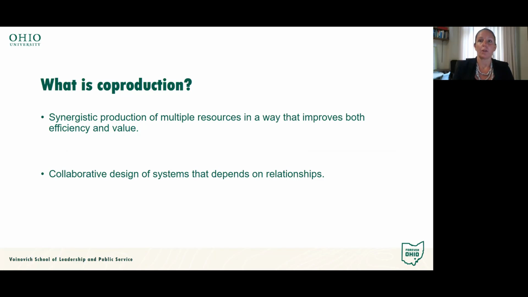If you have a background in social sciences, however, you might be familiar with a different definition for co-production, and that is the second one that's listed here: the collaborative design of systems that depend on relationships. And this is also an important element when thinking about co-production systems, because it requires co-management of two different systems, and requires significant collaboration. It requires planning and strategic design, and it is essential to include different entities, interdisciplinary entities, and to have collaboration among organizations.